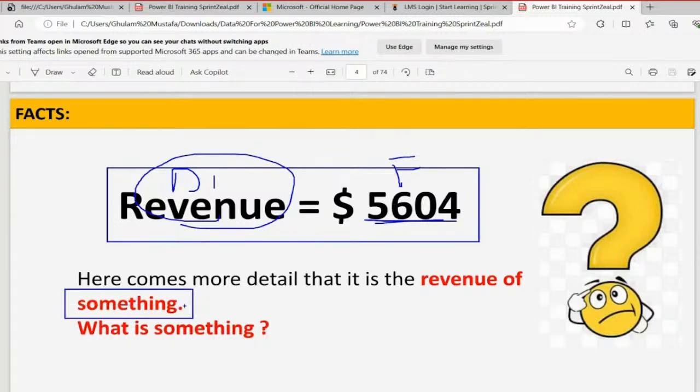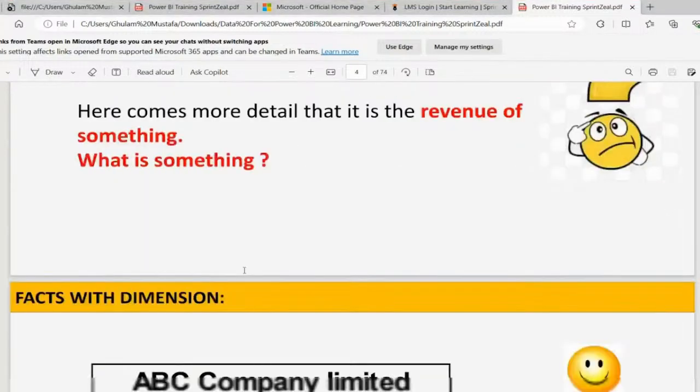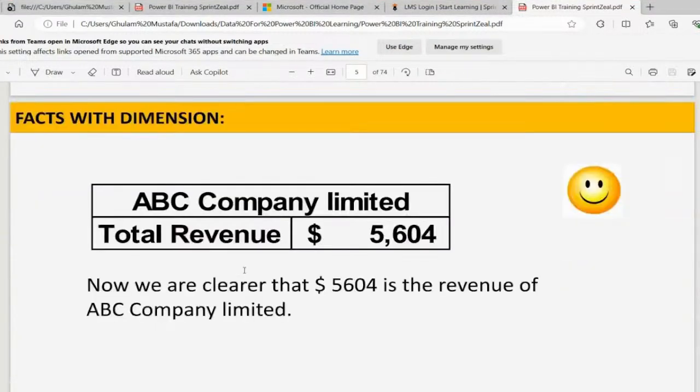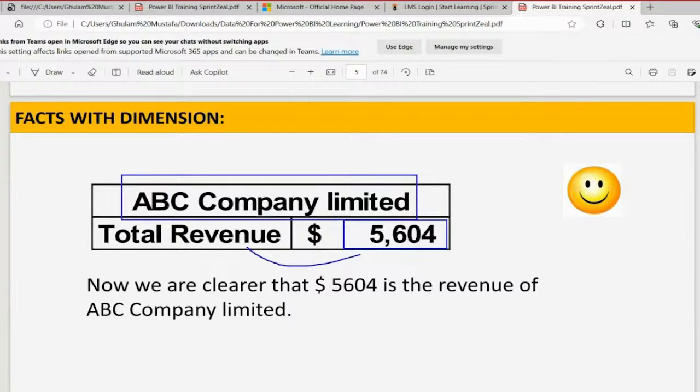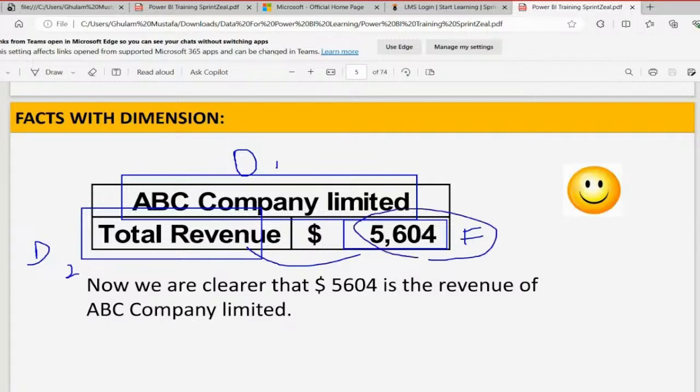If you want a more complete picture, you need to explain this something. In the next slide, I'm explaining this something. Okay, now I get the idea: this is the revenue of ABC Company Limited. So I have a single fact that is being explained by dimension 1 and dimension 2. Are you clear? Yes.